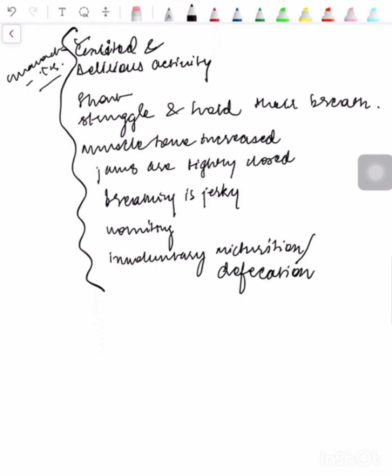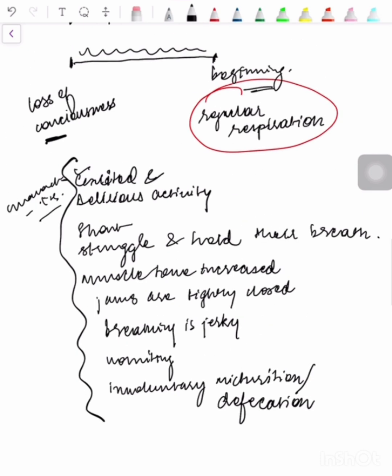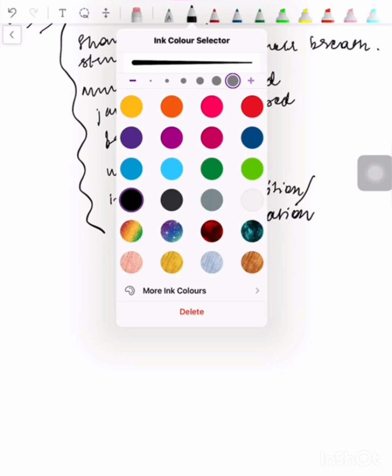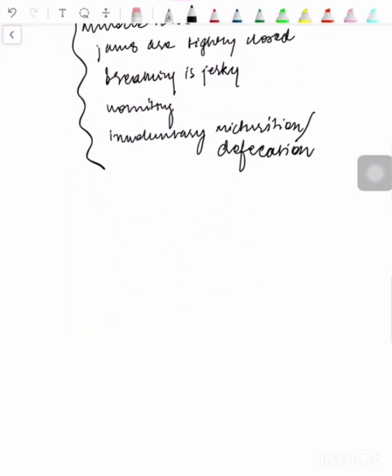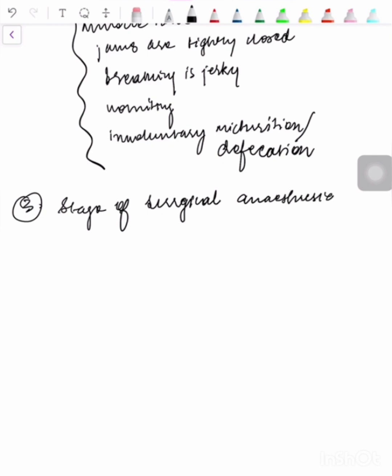Now no stimulus should be applied or operative procedure carried out during this stage, because this stage is inconspicuous in modern anesthesia. So this was all about stage 2. So the next stage, that is stage 3 of general anesthesia, is the stage of surgical anesthesia.